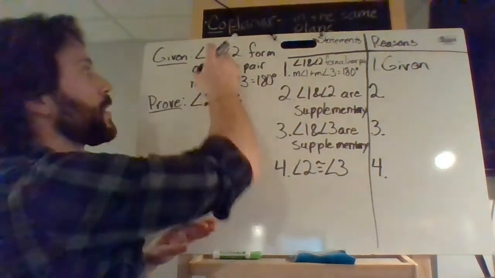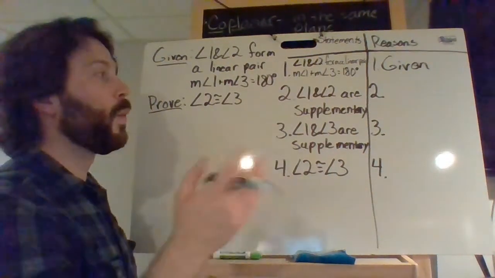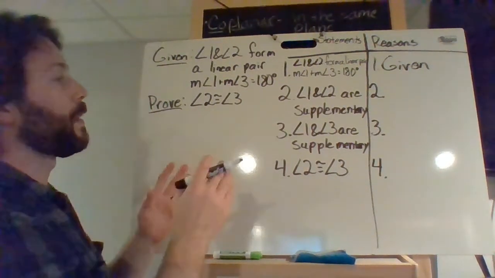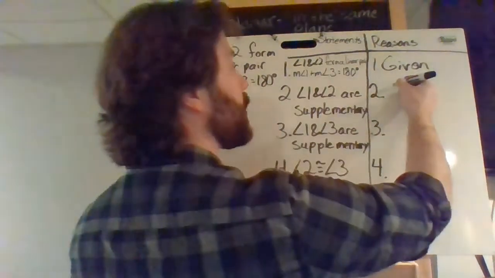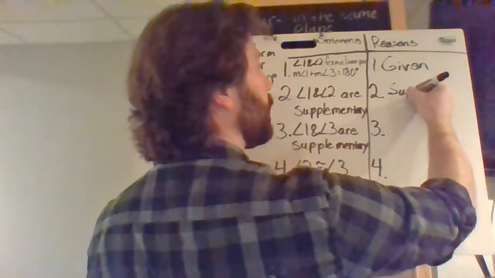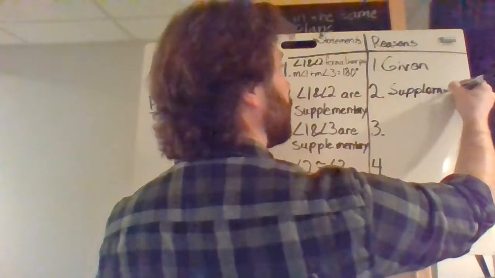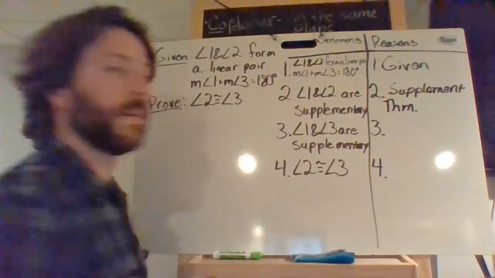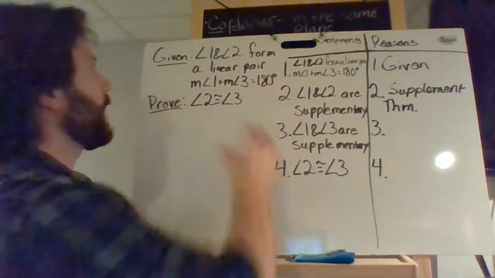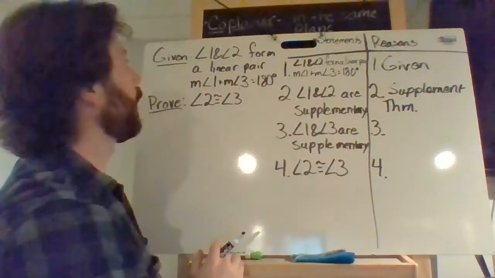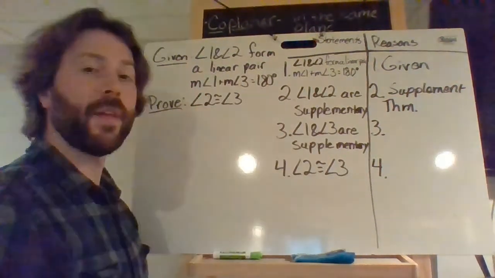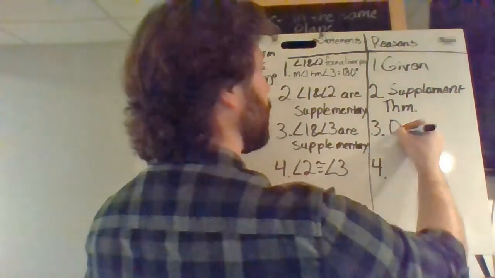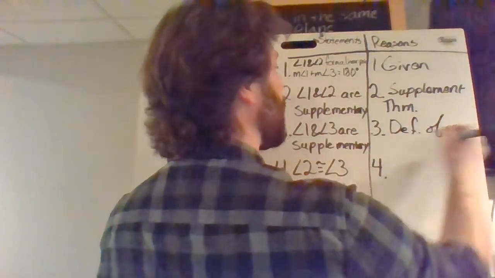Now, from saying that they form a linear pair, we can go back to that list of properties that says that angles that form a linear pair are supplementary. I believe that's called the supplement theorem. Now we have that angle 1 and angle 3 are supplementary. So the measure of angle 1 plus the measure of angle 3 is 180, that's what we just talked about, the definition of supplementary angles.